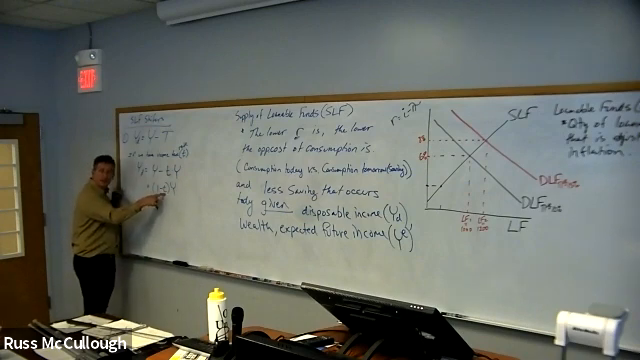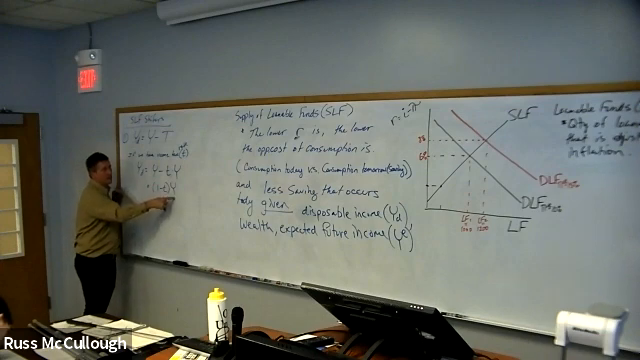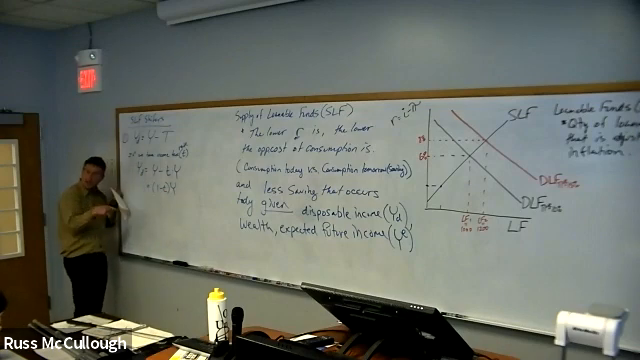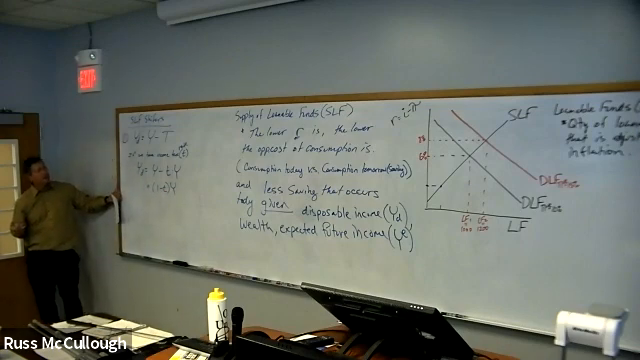1 minus the tax rate times the income. 1 minus 20% is 80%. 80% of my 1,000 is 800. Just another way to rewrite the formula. So don't let that scare you too much.